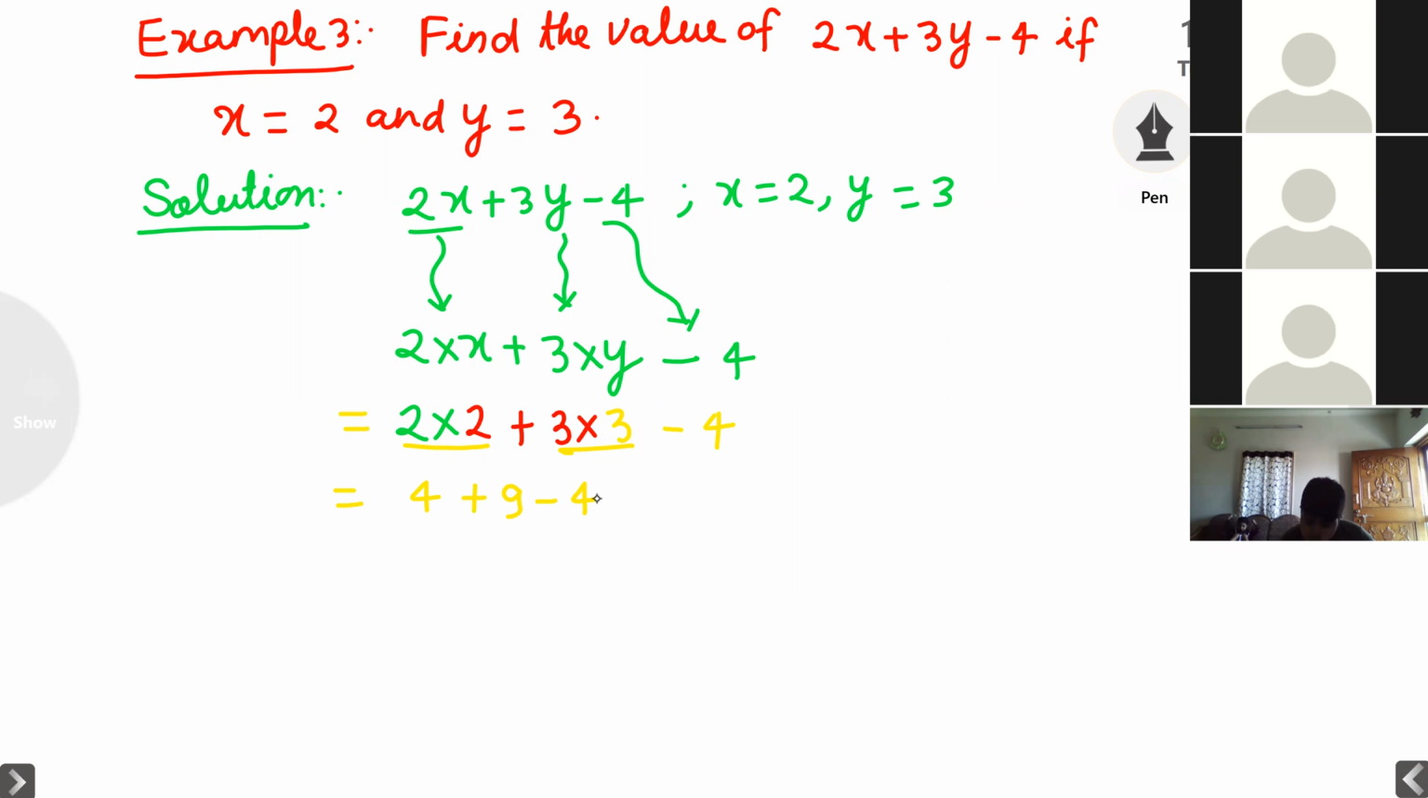Next, again we have to apply BODMAS rule. There is no division symbol, no problem. Multiplication symbol also not there, no problem. Addition is there, yes. Plus 4 plus 9, both are positive. And here minus 4, plus 4 is there. We can add, no problem. 13 minus 4 equals 9. Or we can solve like that. 4 plus 9 minus 4. Minus 4 plus 4 cancel. Answer is also 9.